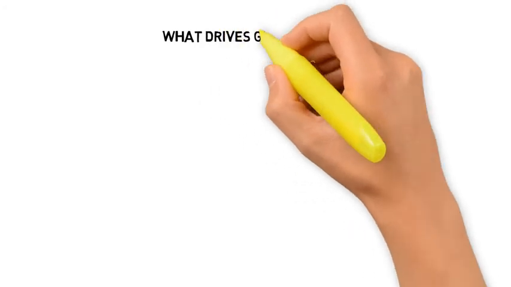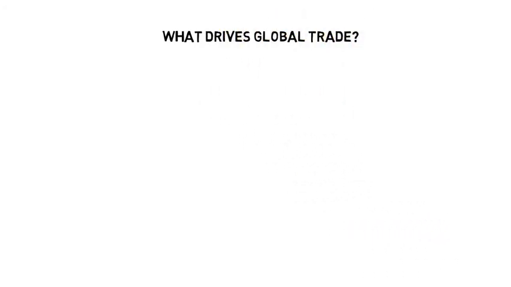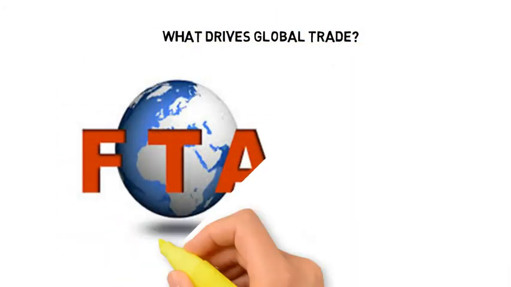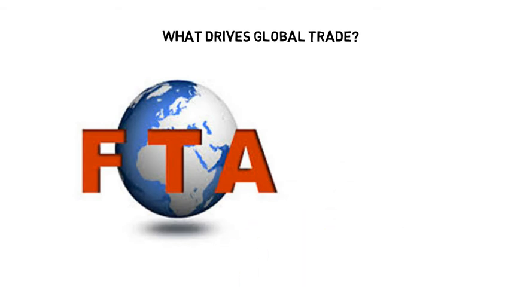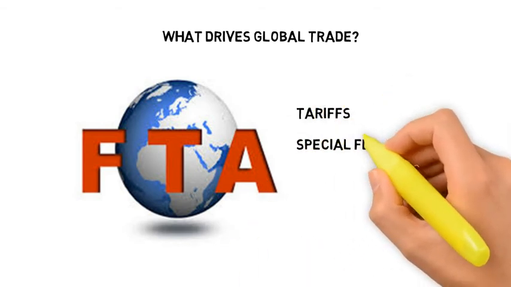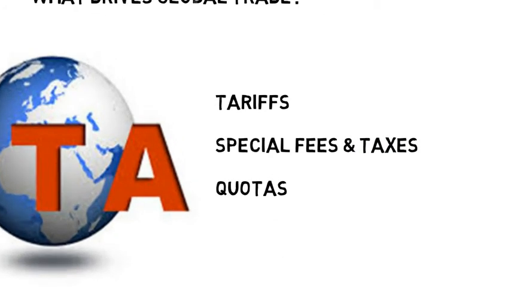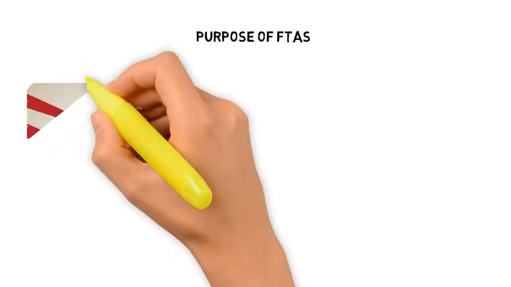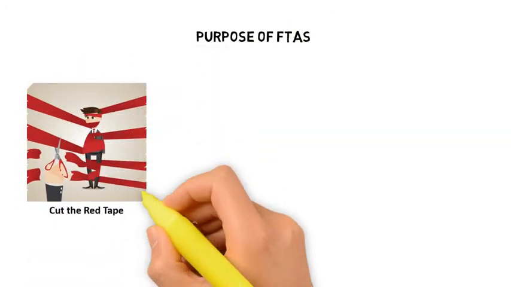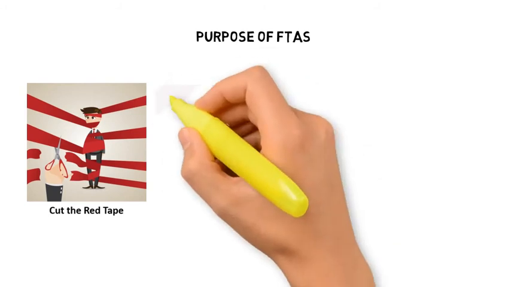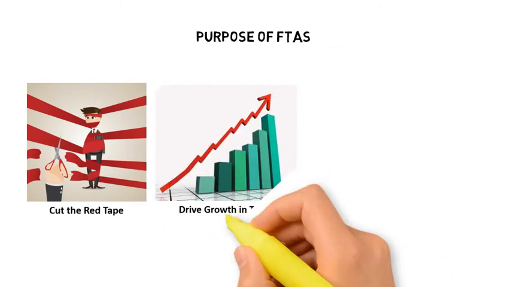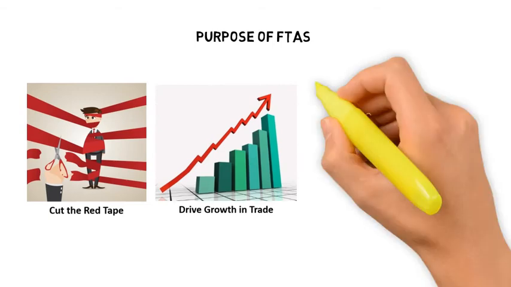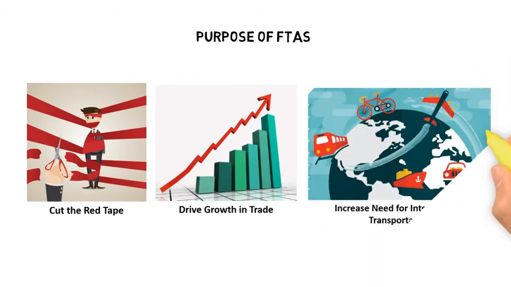So what drives global trade? Free trade agreements, or FTAs. These are pacts between two or more countries or areas in which all participants agree to lift most or all tariffs, quotas, special fees and taxes, and other barriers to trade between the entities. FTAs cut the red tape and allow faster and more business between the countries or areas, which should benefit all participants. The FTA-driven growth in trade between countries has led to a greater need for international freight transportation.